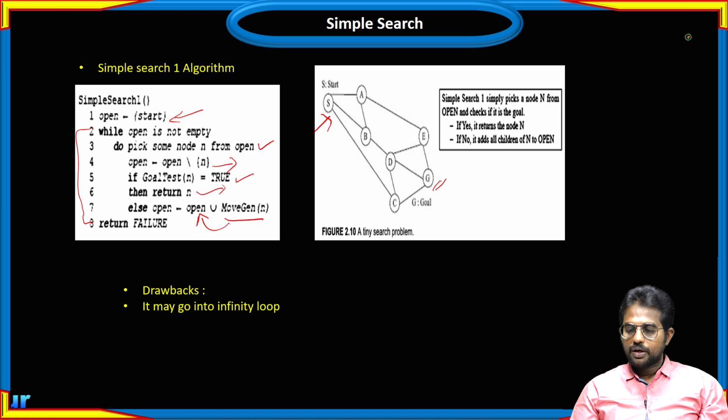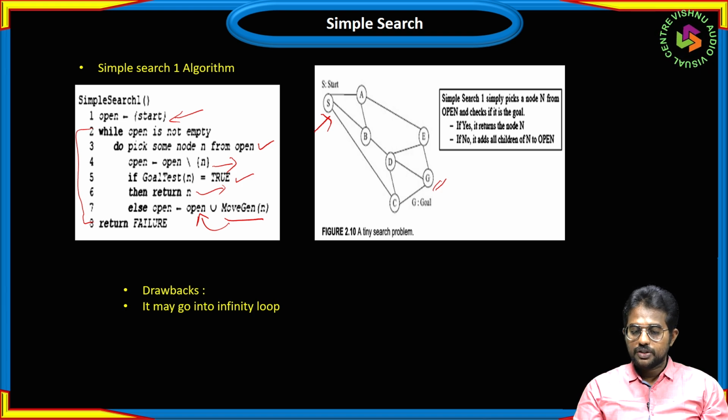Now we will work out this algorithm on this tiny search problem. Initially the starting node is S, so in this open, initially we will have S.